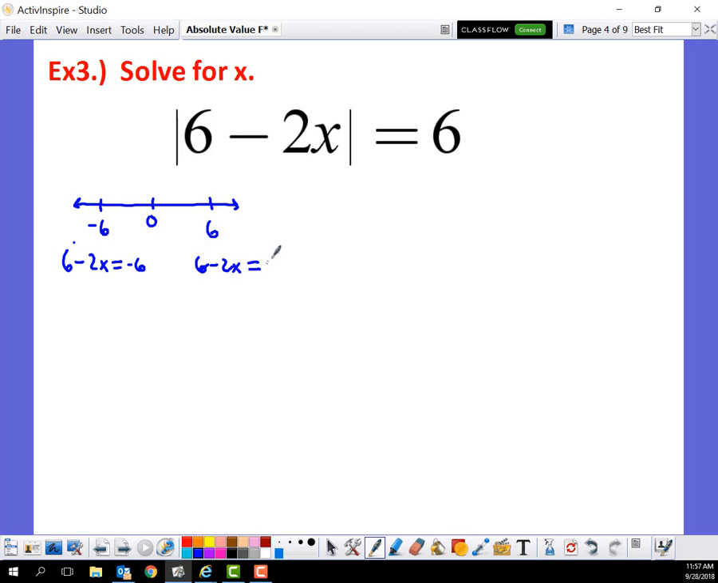to positive 6. So if I solve these, I subtract 6 on both sides, so I get negative 2x equals negative 12. And then if I divide both sides by negative 2, let me erase that there, clean that up a little bit. If I divide both sides by negative 2, I get x equals 6. Then over here, if I subtract 6 on both sides, I get negative 2x equals 0. Divide both sides by negative 2, and you get x equals 0 as your 2 answer choices.